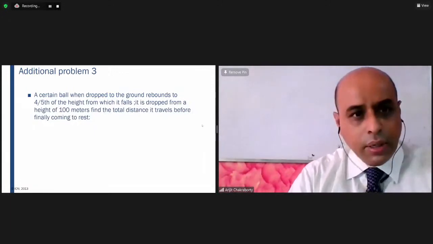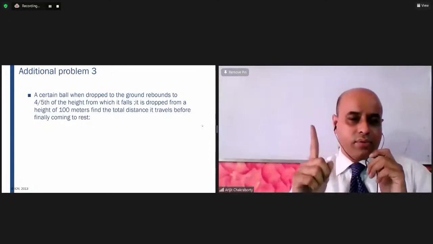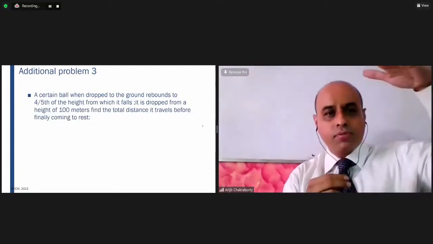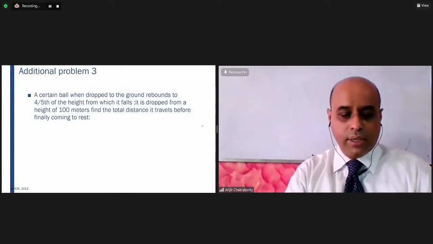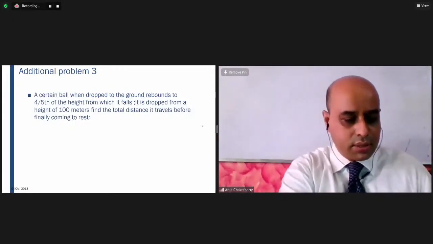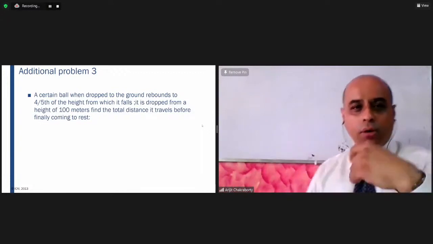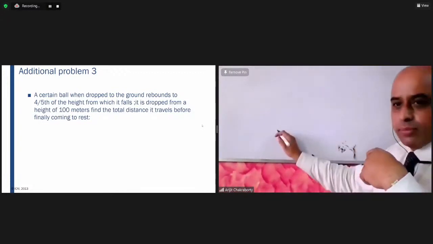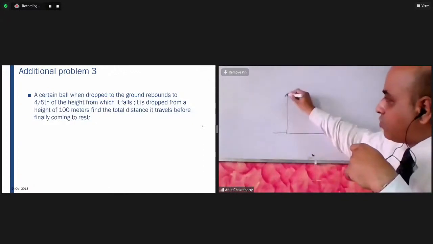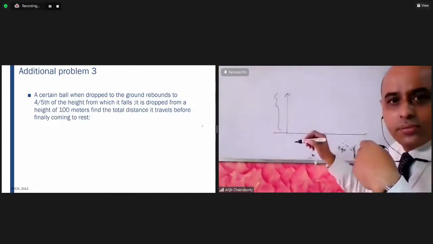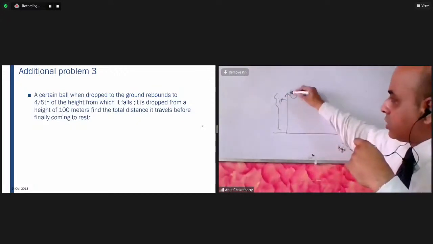So a certain ball when dropped to the ground rebounds to 4/5 of the height from which it falls. It is dropped from a height of 100 meters. Find the total distance it travels before finally coming to rest. Now, this is one of the best problems on GP, and let us try to see how the ball is moving. So I'm just drawing, this is the surface. This is a height of 100 meters.